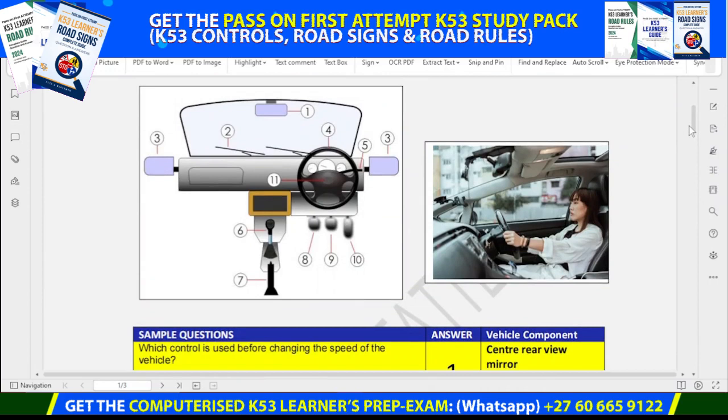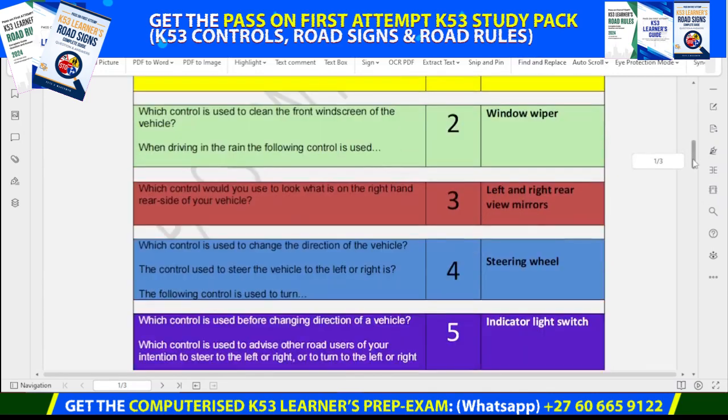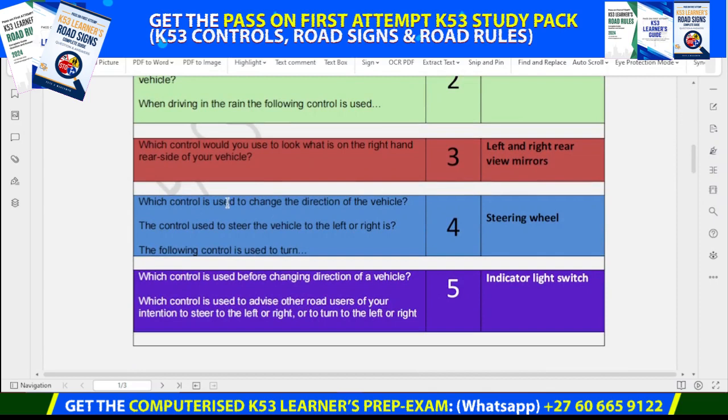Now let's go back to our diagram so that we can appreciate these things while giving you a diagram to look at. So here's control 4, right? Control 4 is our steering wheel. So the question reads again: which control is used to change direction of the vehicle? The steering wheel is used for steering, right? So it is used for changing the direction of the vehicle.